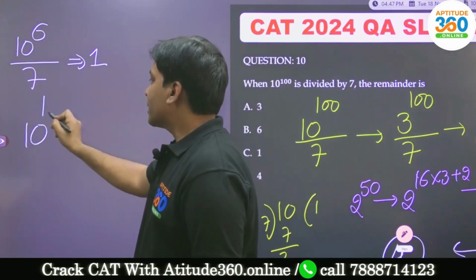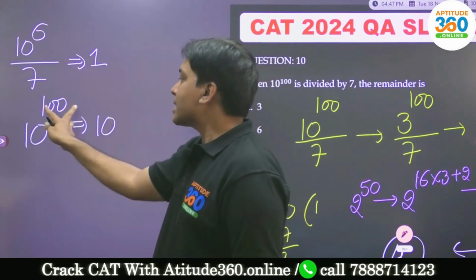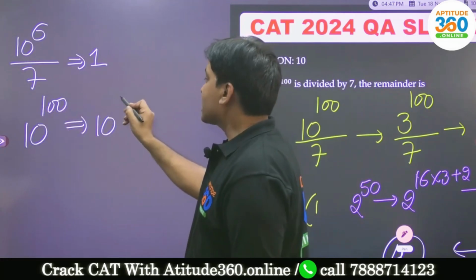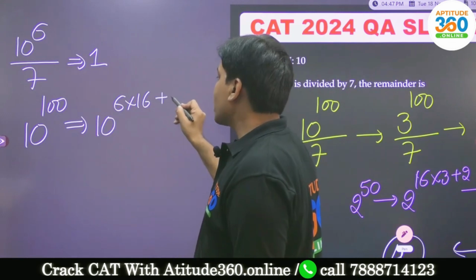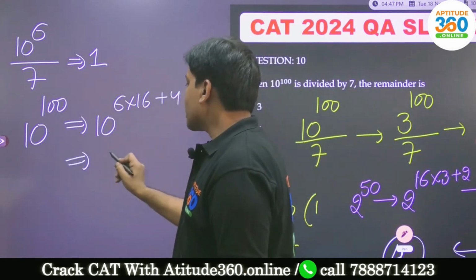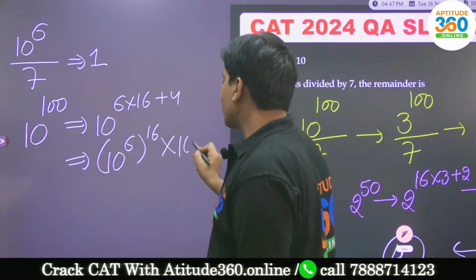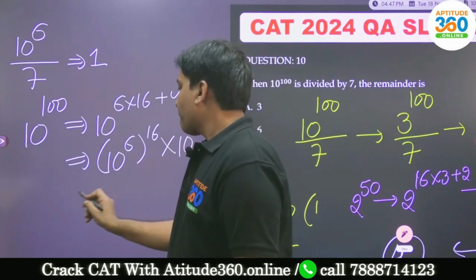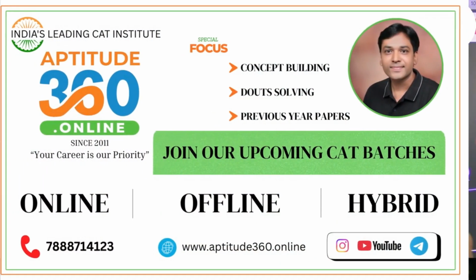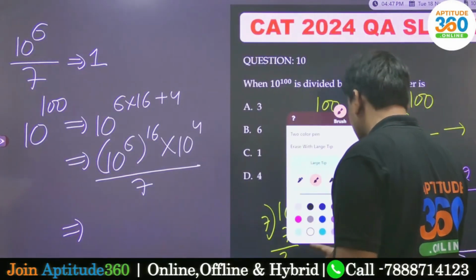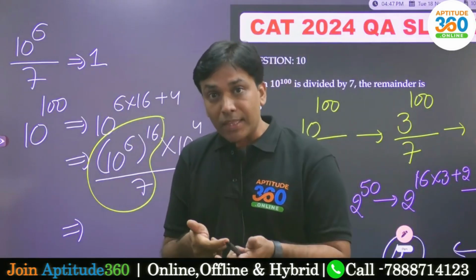Now 10 raised to 100, can I write this as, because it has to be divided by 6, 100 should be divided by 6. So it is 6 into 16. 6 into 16 is 96 plus 4 is 100. So this becomes 10 raised to 6 raised to 16, and then 10 raised to 4. Now you divide it by 7. As I said, the remainder will have to be 1 when 10 raised to 6 is getting divided by 7.